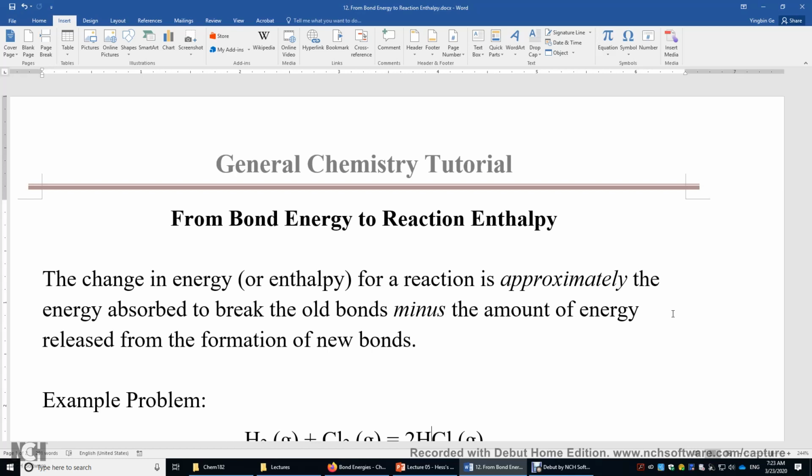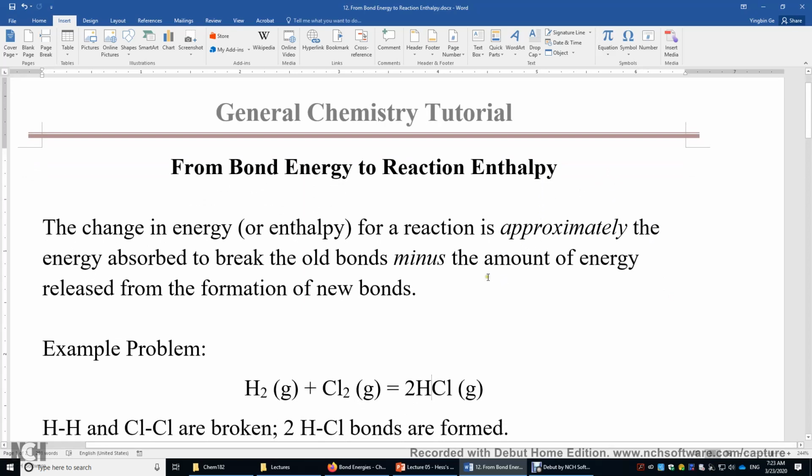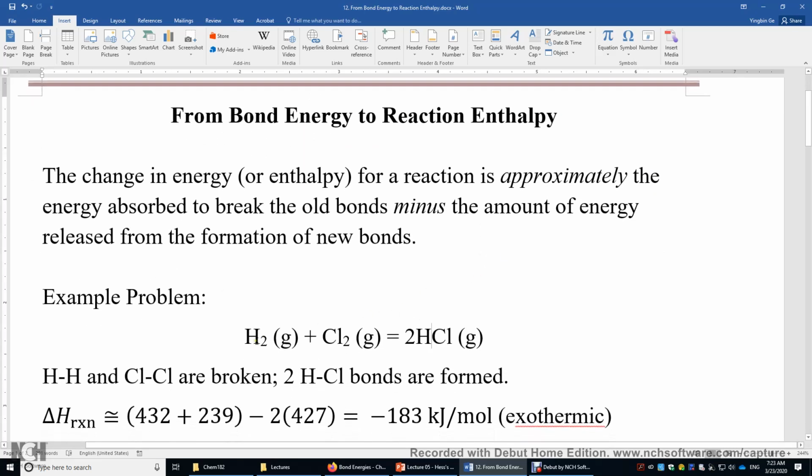Now let's work on one example problem. It's a simple one. We have a hydrogen molecule and a chlorine molecule. They react to produce two HCl molecules. We need to break a hydrogen-hydrogen bond. We need to break another chlorine-chlorine bond. And then we need to form two HCl bonds.